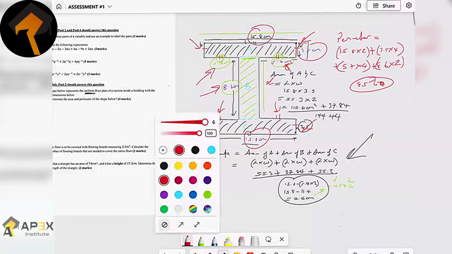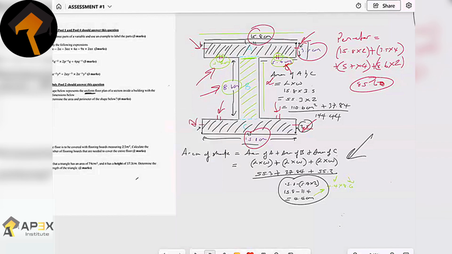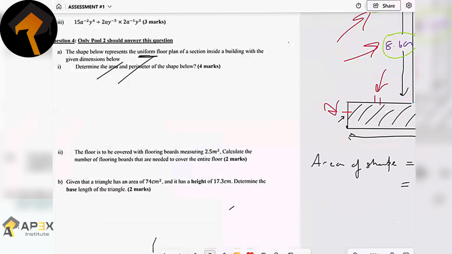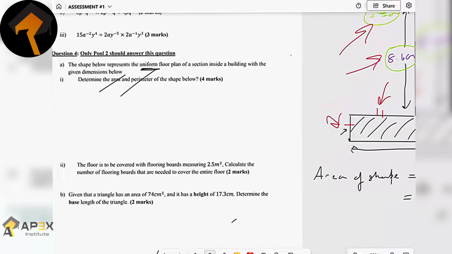Okay, let's move on then now. The dimensions, the area and the perimeter was calculated. Good. Now it says that the floor, let's zoom up here, guys, is to be covered with flooring boards measuring 2.5. So basically, we're going to be putting some flooring boards. It's a floor plan.